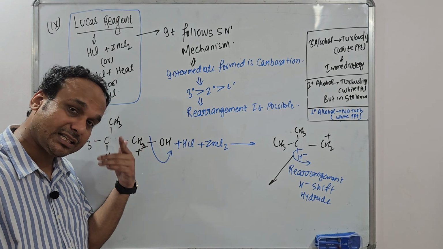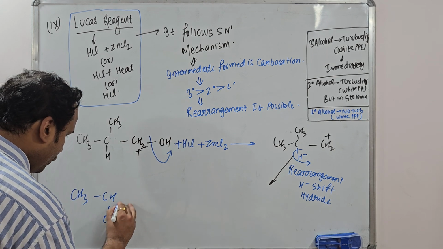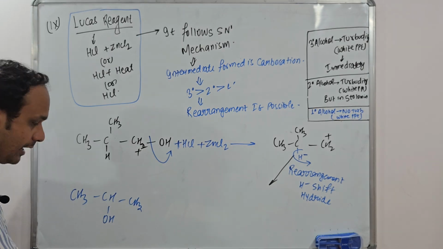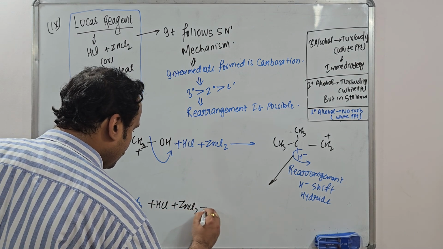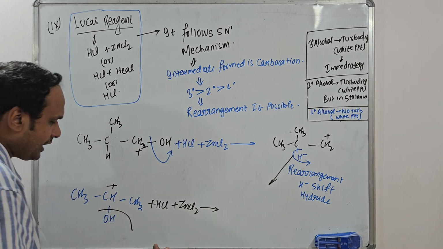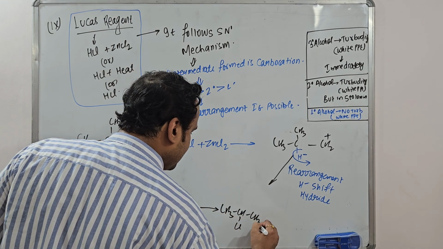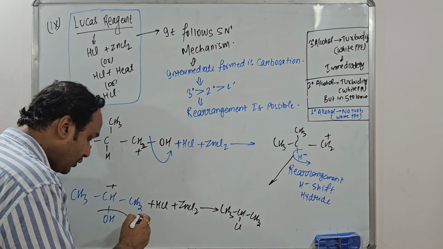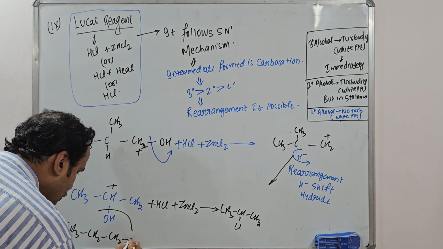If this is already the maximum degree, suppose I have written over here CH3, CH, OH, CH3. Now I am reacting it with HCl plus ZnCl2. Now this OH will be removed, and this will get positive. This is 2 degree, and the adjacent carbons are 1 degree, 1 degree. No rearrangement. What happens? CH3, CH, Cl will come over here, CH3. That's it. Getting it?